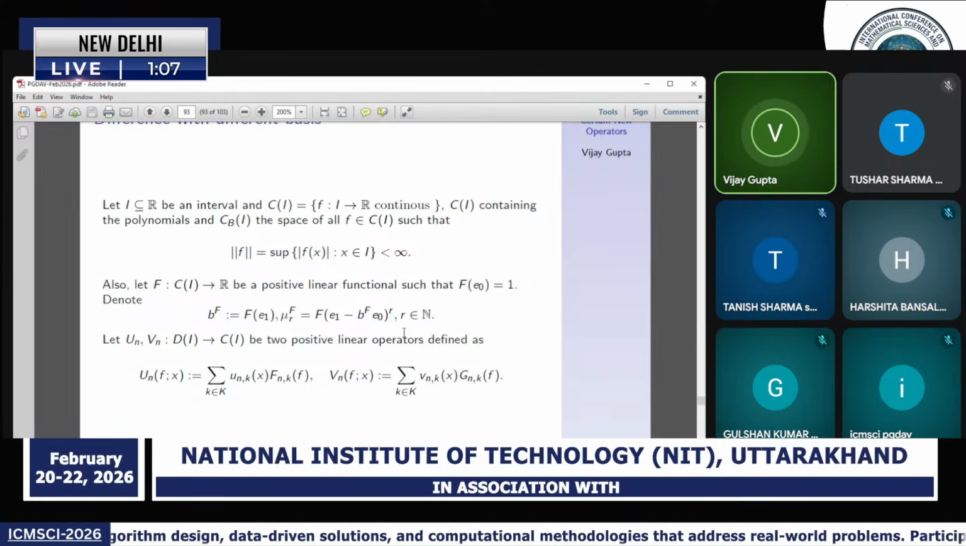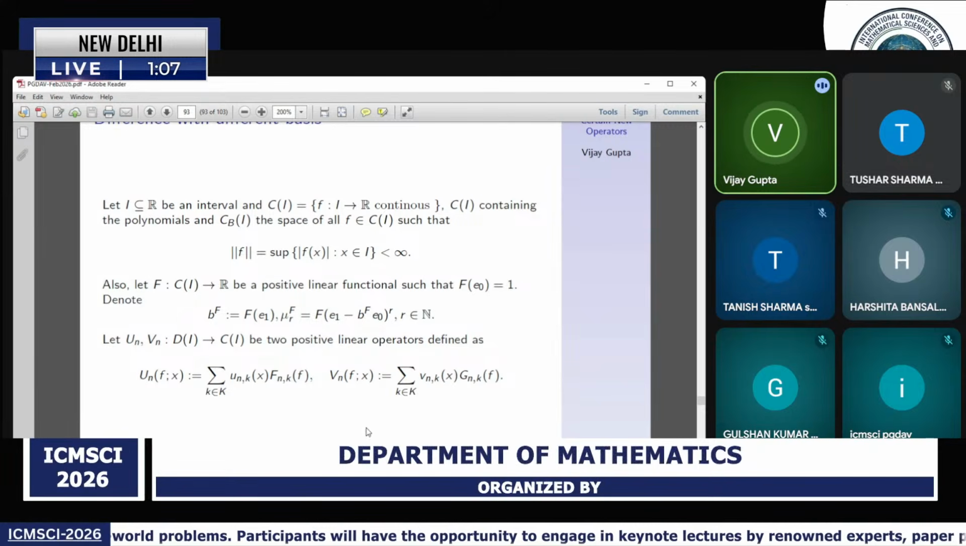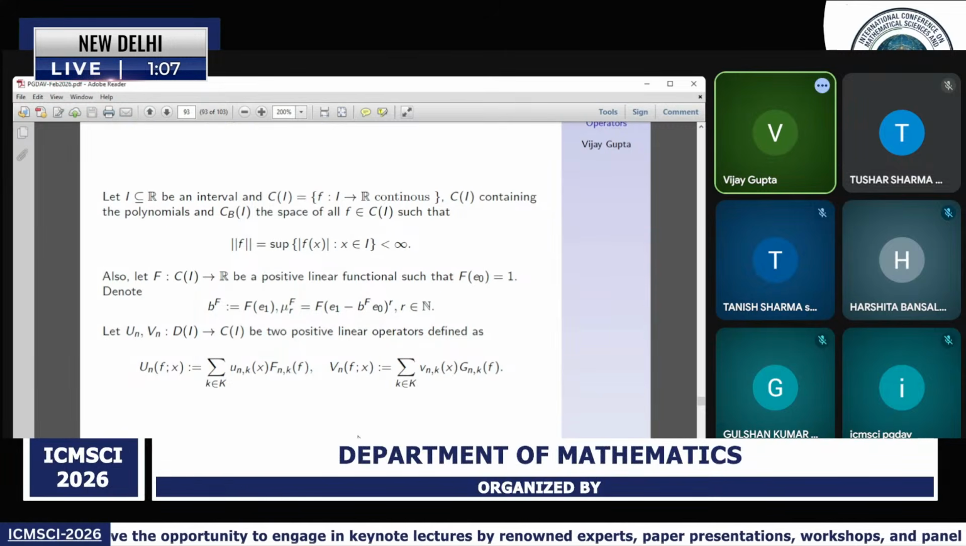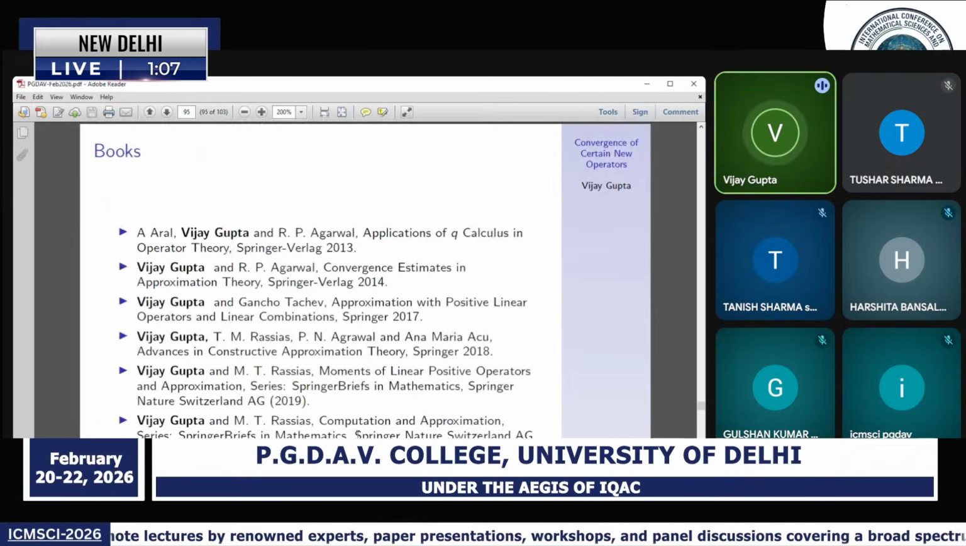Different bases means we are considering the Unk(x) and Tnk(x), for example, Szász basis or Lupaș basis, and these may be the same. Unk and Tnk may be the same, maybe Fk by n. For this, myself and Anna Maria have also obtained the general result.